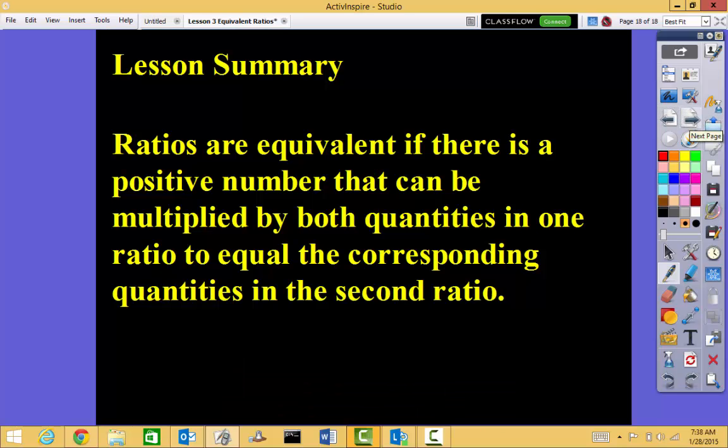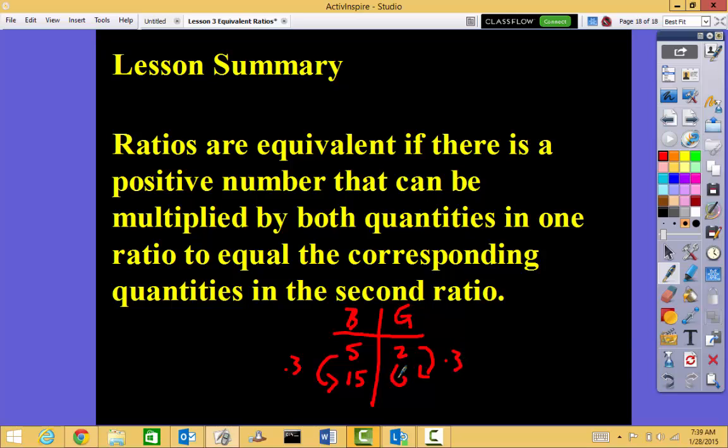Okay, your lesson summary. Ratios are equivalent if there is a positive number that can be multiplied by both quantities in one ratio to equal the corresponding quantities in the second. All that's saying is when I have a ratio, so here I'm going to say I have 5 to 2, and we're going to say it's just boys to girls. Whatever I multiply my left side by, if I multiply it by 3, so 5 times 3 is 15, I have to do the same thing to the right side. Multiply it by 3, so 6.